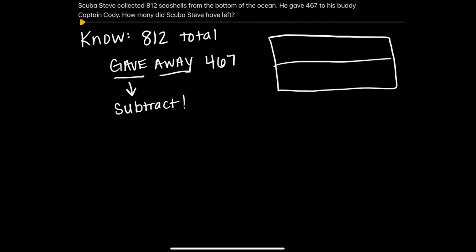So go ahead and join me, draw a strip diagram, and let's put the total on top, 812. And let's put two parts on the bottom, 467, and then our unknown, what we don't know. Feel free to pause the video at any time to catch up.